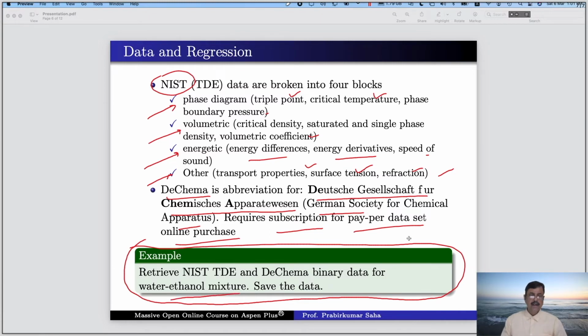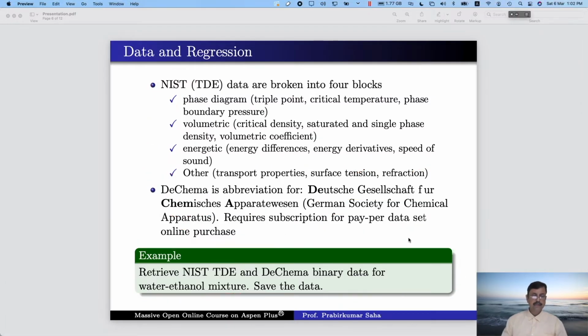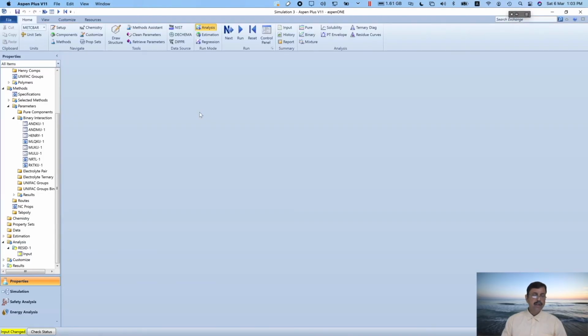For that, let us go back to our Aspen Plus simulation window. Here you will find the data sources: NIST, DECHEMA, and DIPPR. DIPPR is the common data source which you always use anyway. DIPPR comes along with the Aspen Plus software, but NIST and DECHEMA should be downloaded online. So for that, you just add NIST. You click NIST.